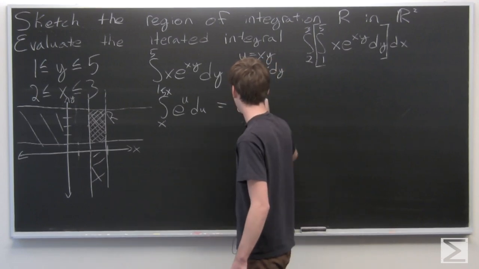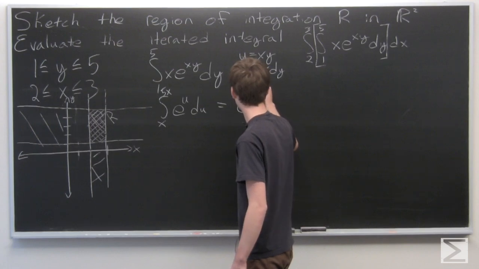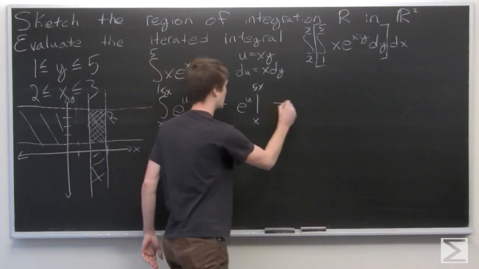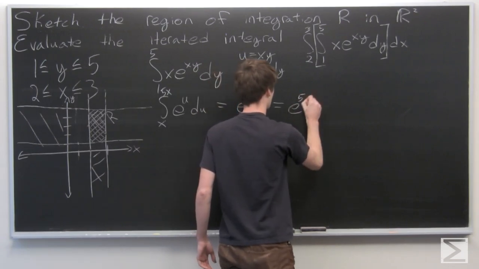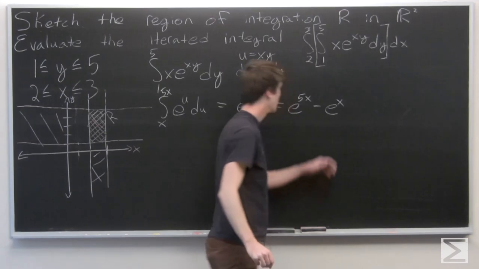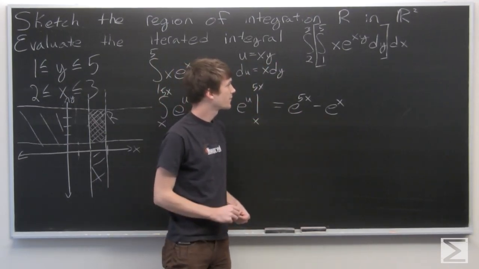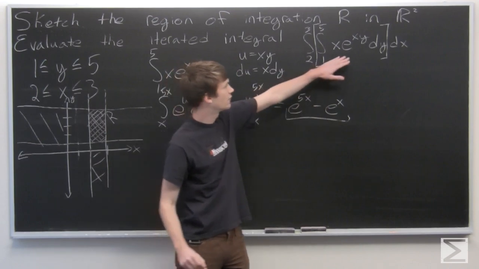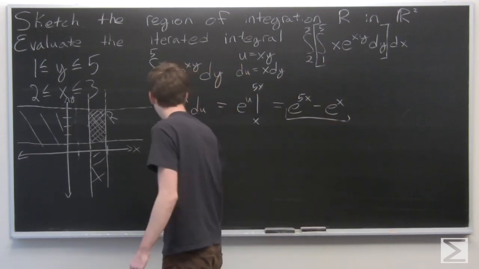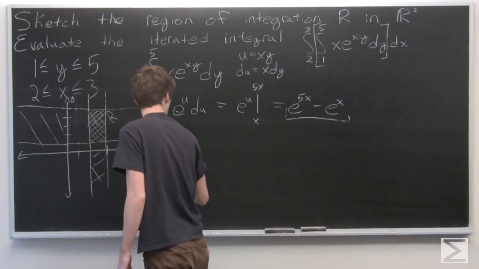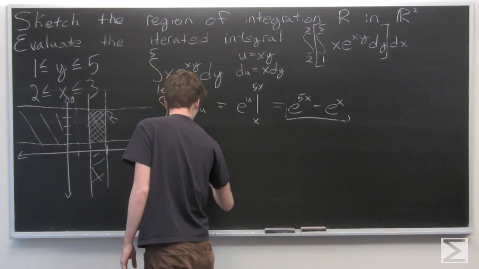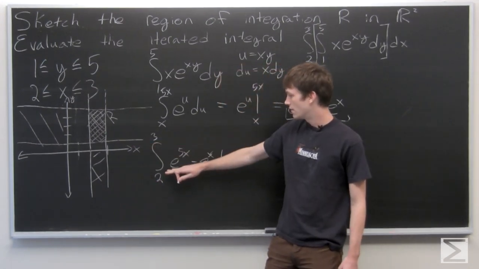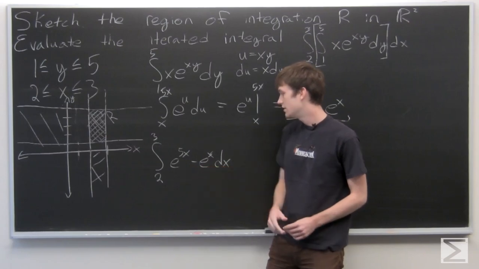So we have e to the u evaluated from x to 5x. So we can go ahead and calculate that as well, and we get e to the 5x minus e to the x. Okay, so this is our first integral. So we can substitute this term in for our first integral. So we get the integral from 2 to 3 of e to the 5x minus e to the x dx.